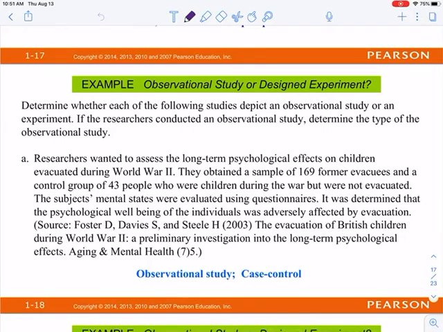So the first thing that we need to do is decide whether it was observational or experimental. And in this case, it's going to be an observational study. Again, you can see that on the bottom of the screen. Okay, and what type is it? It's going to be a case control study because it looked at information at a very specific point in time. It didn't ask individuals to look back or anything along those lines. So it's an observational case control study.